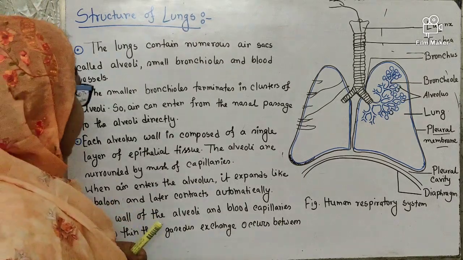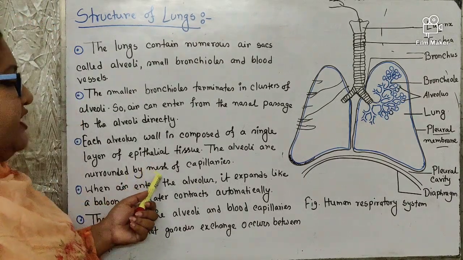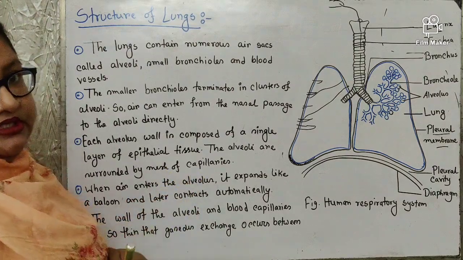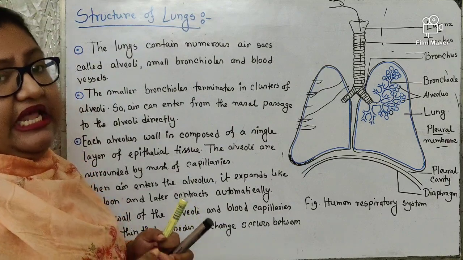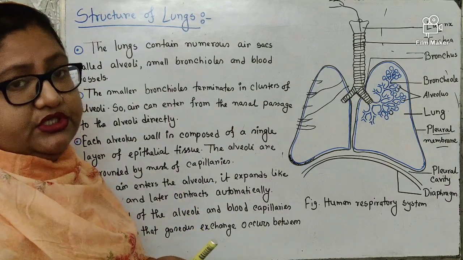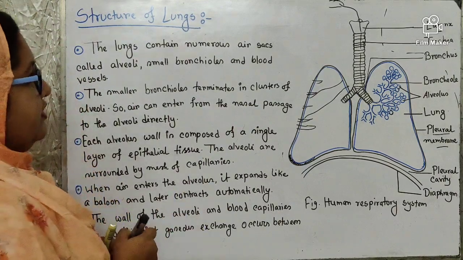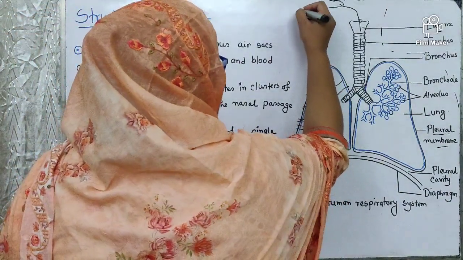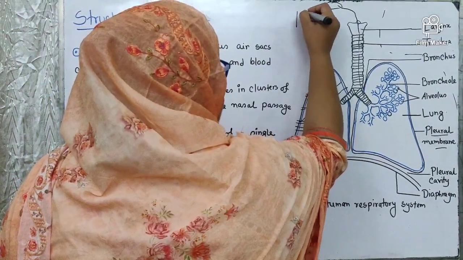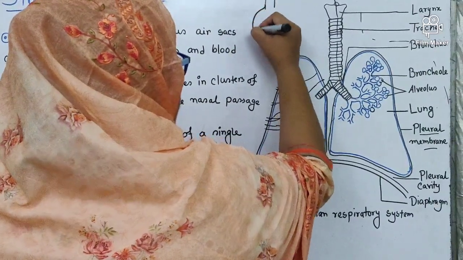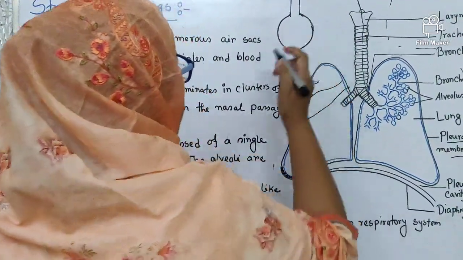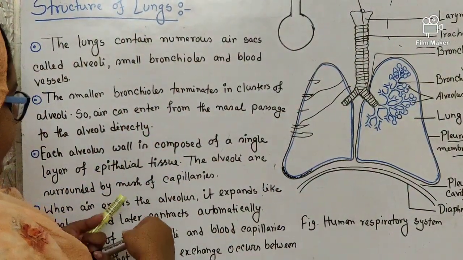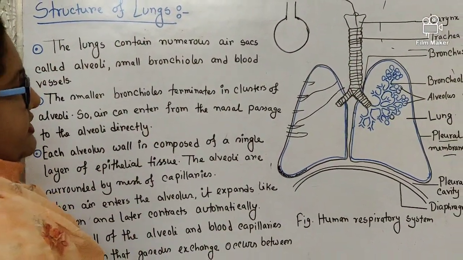Okay. The alveoli is surrounded by a mesh of capillaries. Now, what are capillaries? The thin blood vessels which are known as capillaries. If we want to see the diagram, the alveolus is like the structure of a balloon, okay, which is surrounded by blood capillaries.